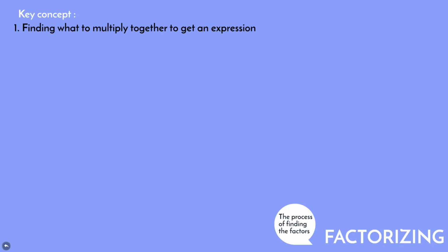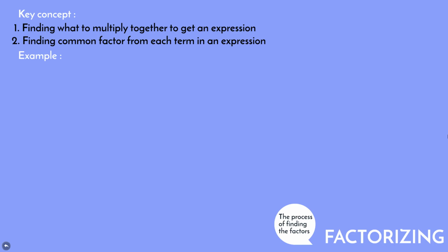Factoring, or factorizing, is the process of finding the factors. The key concepts here are: 1. Finding what to multiply together to get an expression, and 2. Finding the common factor from each term in an expression.